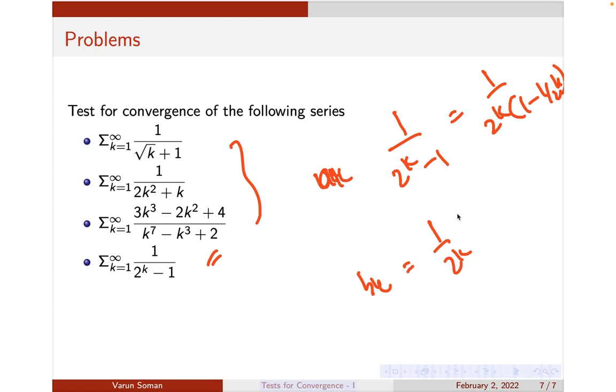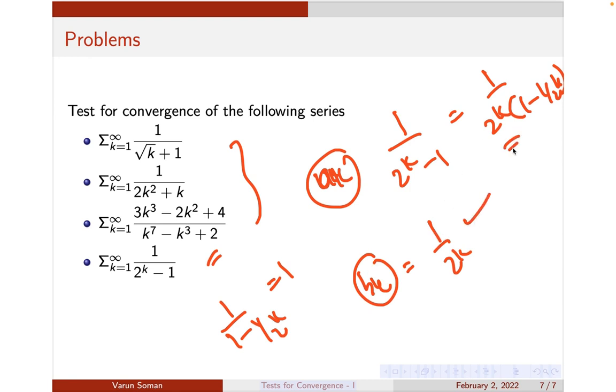You know that this bk is actually the geometric series which will converge. Therefore, ak by bk will simply be 1 by 1 minus 1 by 2 raised to k here. So when k goes to infinity, you will be getting it as 1. Therefore, this series and this series will converge or diverge together. Since this is a convergent geometric series, this is also convergent.